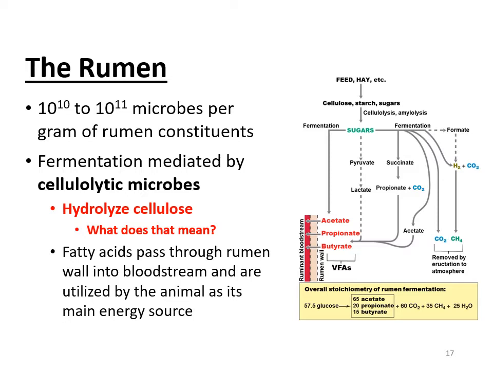The rumen is very important for these organisms because the microbes in here, by breaking down the cellulose, allow fatty acids to pass through the rumen wall into the animal's bloodstream. And that's important because the animal then uses fatty acids for building their fats, their oils, and even their cell membranes. So it's a very important building block for the animal, and they wouldn't be able to attain it without the help of these cellulolytic microbes in the rumen that break down cellulose.